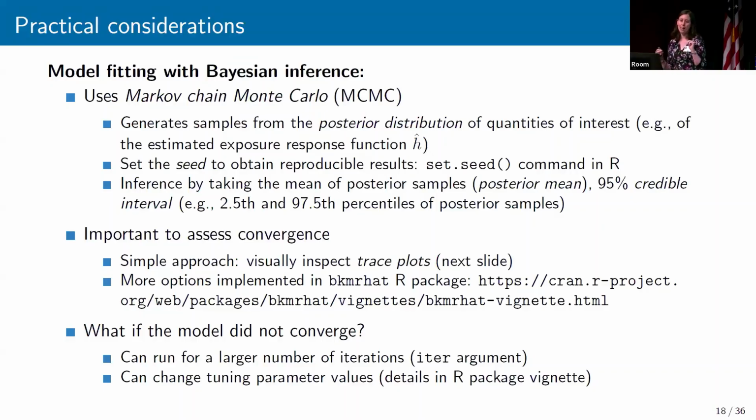A great way to do that is to run multiple different chains from different starting values. That's getting at what Marianthi was talking about with variability of where you start from, or with the seed. If you start from different starting values, you assess convergence to see if the chains are ending up at the same place. That's really more evidence that you've converged versus if you just do a single chain. So I recommend looking into that option. So what do you do if the model hasn't converged? You can either run it for a larger number of iterations, using the iter argument, or you can change tuning parameter values.